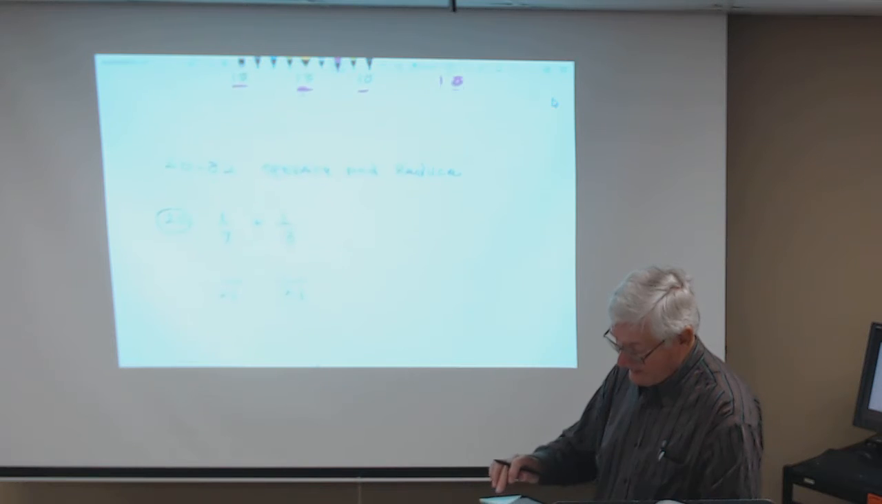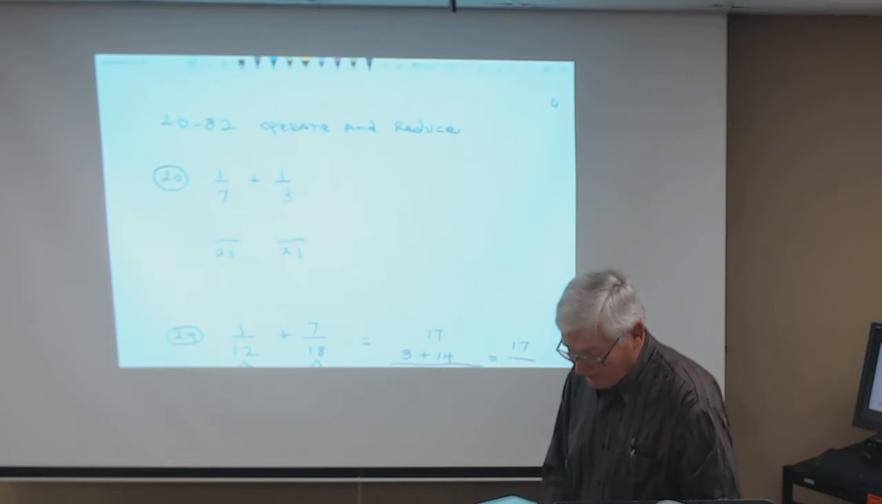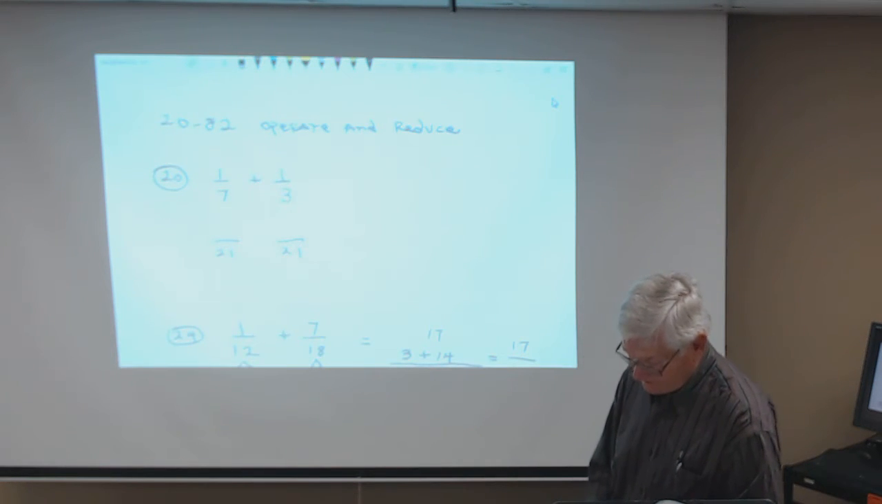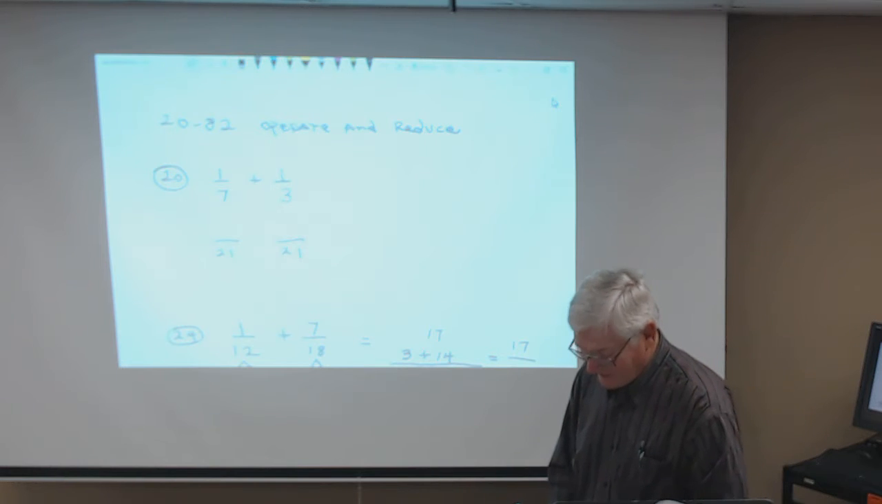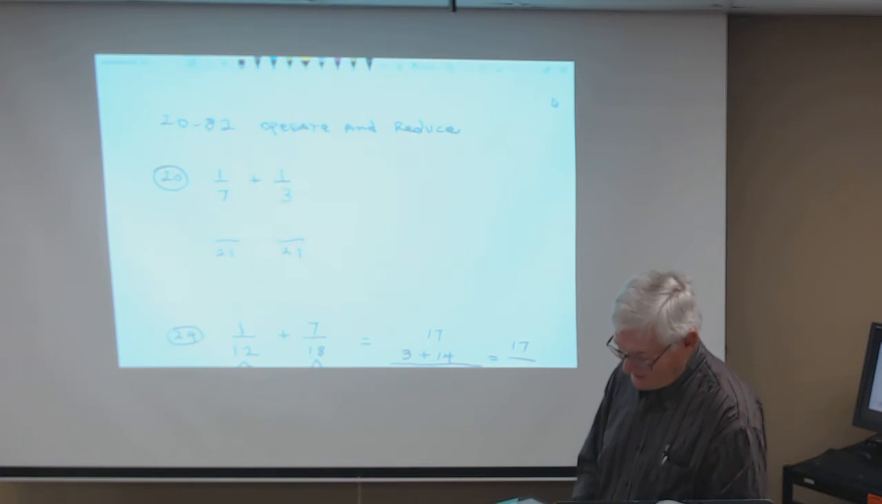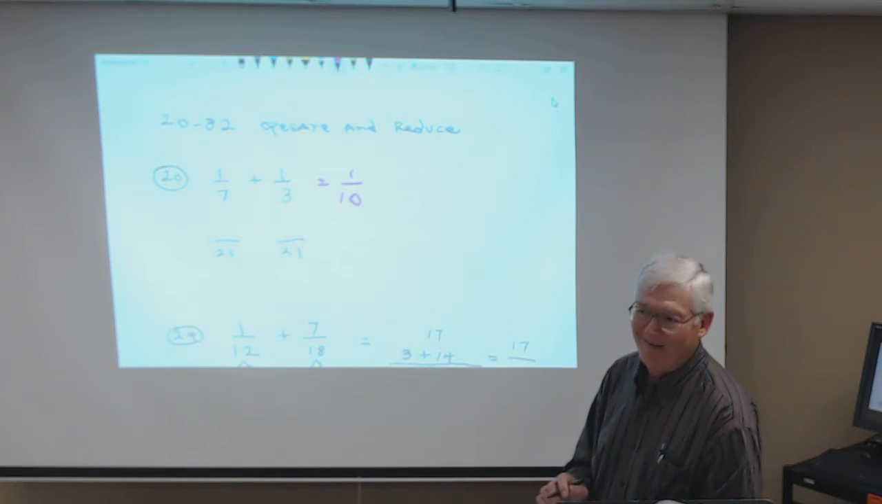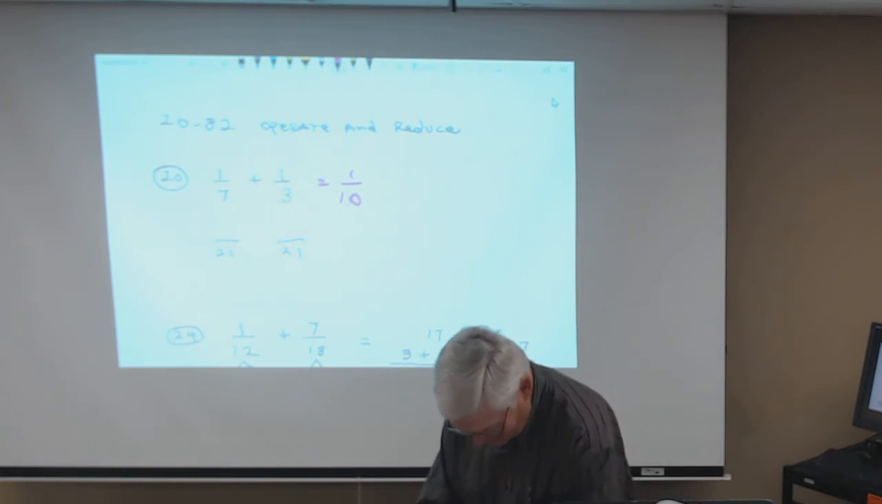Number 20 to 82. Operate and reduce. Now, 1/7 plus 1/3. Wouldn't that just be 1/10? Would it? What's the answer? Right or wrong? Wrong.